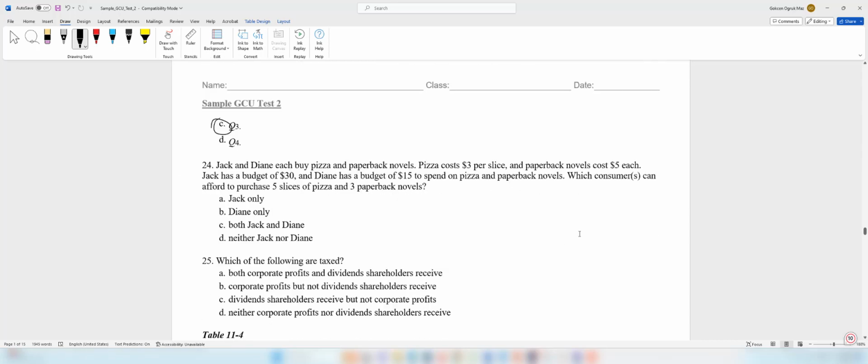Question 24. Jack and Diana each buy pizza and paperback novels. Pizza costs $3 per slice and paperback novels $5. Jack has a budget of $30 and Diana has a budget of $15 to spend on pizza and paperback novels. Which consumers can afford 5 slices of pizza and 3 paperback novels? So 5 slices of pizza is $15 and 3 paperbacks is $15, which is $30. So we see that Diana doesn't have the budget, only Jack has. Therefore, Jack only is the right answer.